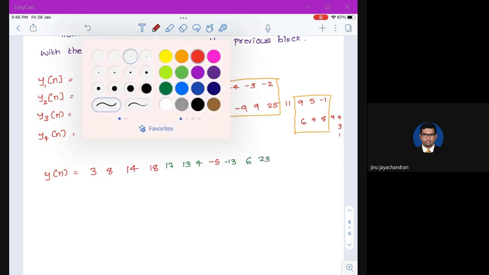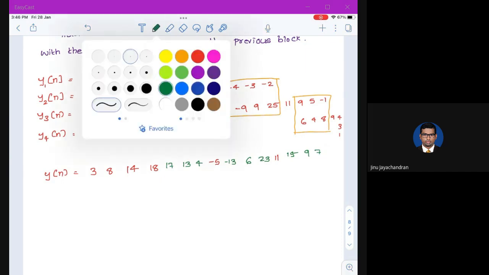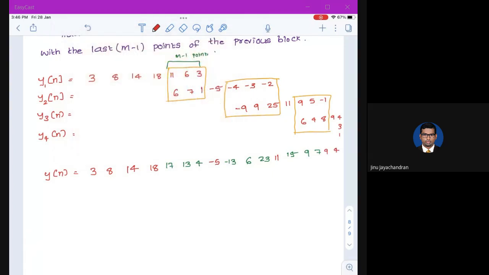Then you don't have anything to add with 11, so 11 will be as it is. And then you have 9 plus 6, which is 15. 5 plus 4 is 9. Minus 1 plus 8 is 7. Then the last points are not getting added with anything, so it will be 9, 4, 3, 1. So this is your final y of n. Okay, so if you look at the overlap add method, in overlap save method we are neglecting the first m-1 points of each output block.